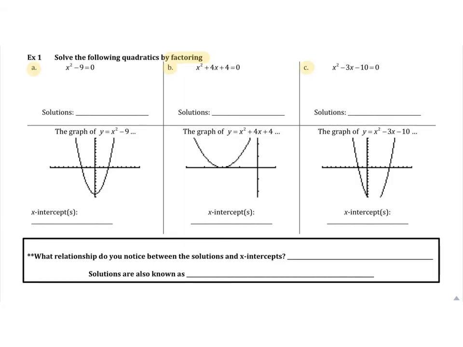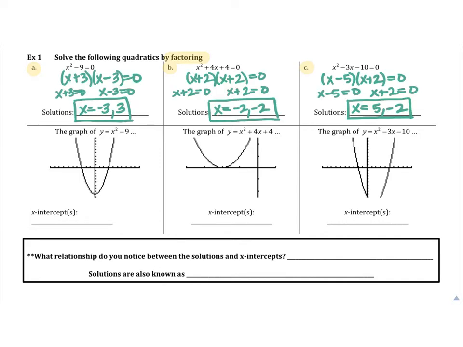Okay, to get our brains activated, we're going to go to example 1. It says solve the following quadratics by factoring. For A, B, and C that I highlighted in yellow, I want you to check your understanding. If we were in class, I'd give you about 2 minutes to do this. I want you to solve those 3 quadratics by factoring, then pause the video to do that, and unpause when you're ready to check.